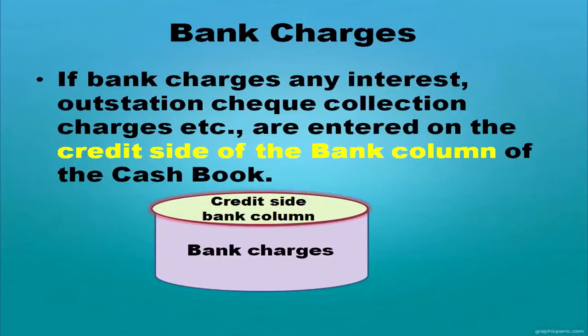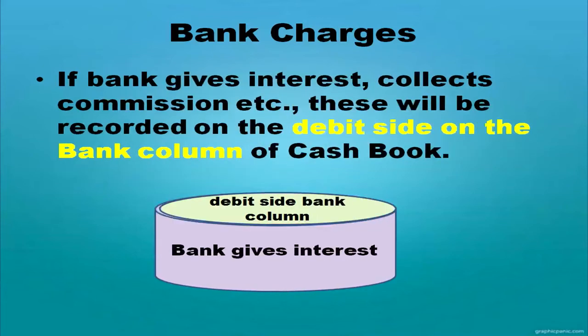Bank charges. If the bank charges any interest, like outstation check collection charges, etc., these are entered on the credit side of the bank column of the cash book. If the bank gives interest, collects commission, etc., these will be recorded on the debit side of the bank column of the cash book. Here is a question for preparing a cash book with bank column.